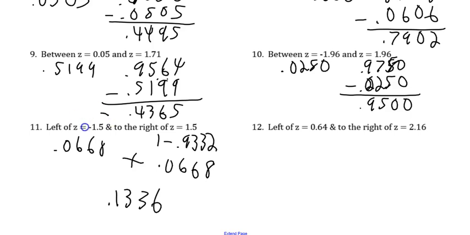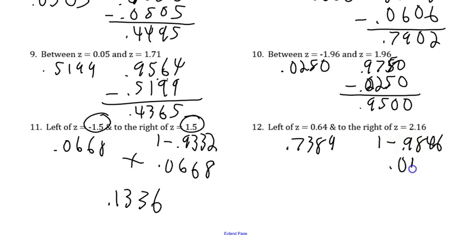When you're going left and right of basically the same number, you can look up one and just double it. This one's different, you can't do that shortcut. Left of z, 0.64, is 0.7389. Then right of, which means 1 minus, we look up 2.16, 0.9846, which is going to be 0.0154. We're going to add those two together to get 0.7543.